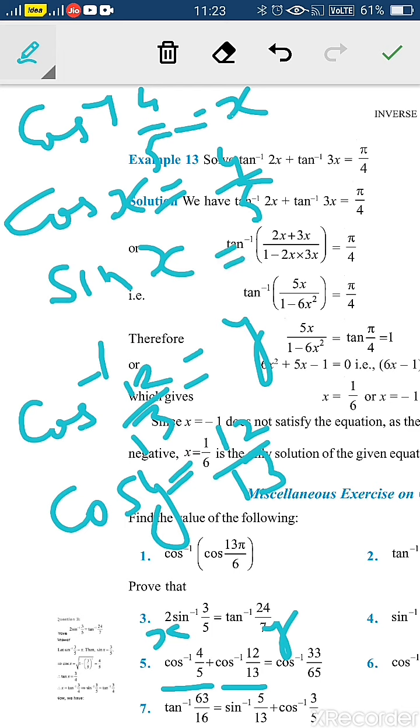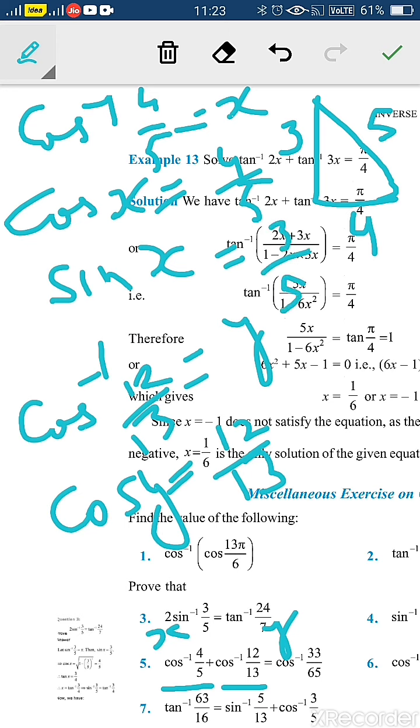I will tell you sin x. What will be sin x now? Once you apply this, this is your base, this is your hypotenuse, and you will find the perpendicular as 3. So sin x will be 3 by 5.